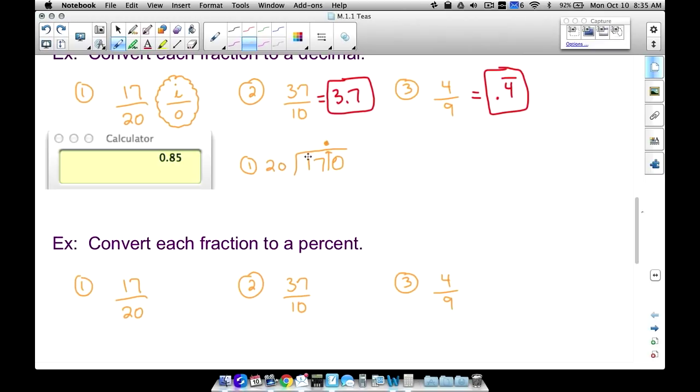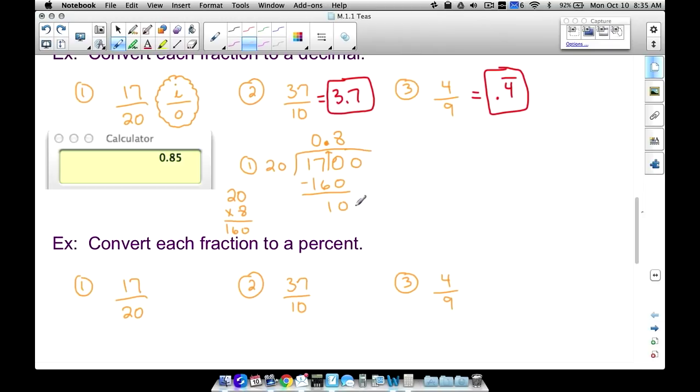Now 20 goes into 17? No, so it goes into it 0 times. That's where that 0 comes from, throwing that 0 in front of a decimal so you don't overlook it. Now, will 20 go into 170? Yes, it will. If we take 20 times 8, that gives us 160, right? So 20 goes into 170 8 times. If we subtract that 160, because 8 times 20 is 160, we get a remainder of 10. And let's bring down one more zero.